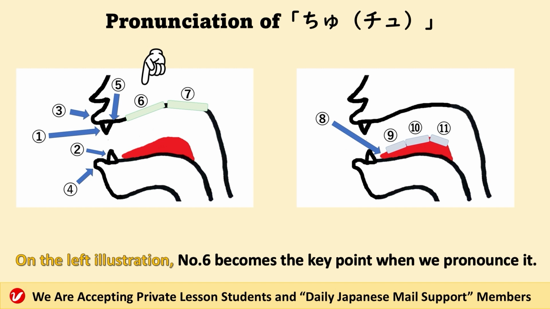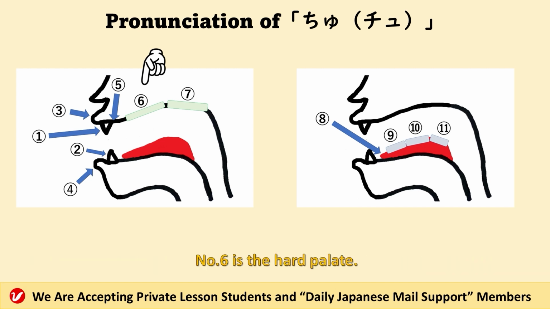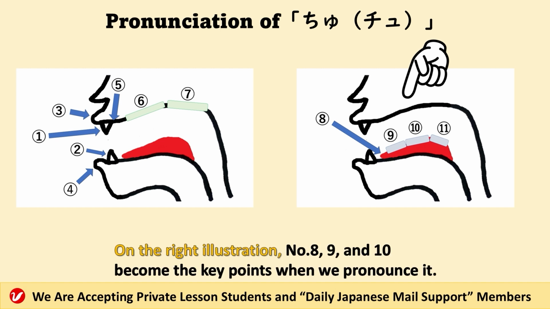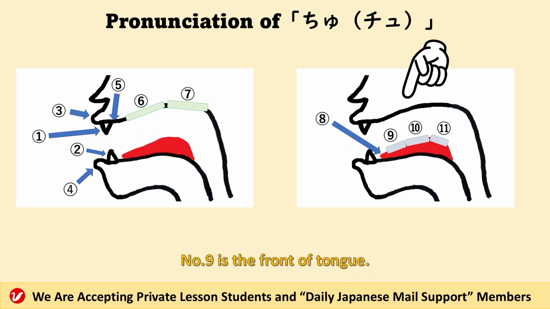On the left illustration, number 6 becomes the key point when we pronounce it. Number 6 is the hard palate. On the right illustration, number 8, 9, and 10 become the key points when we pronounce it. Number 9 is the front of tongue. Number 10 is the bridge of tongue.